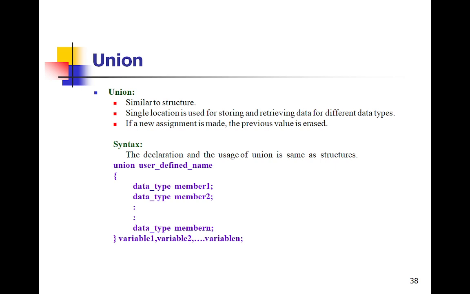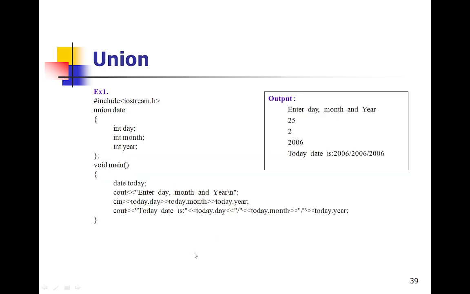The declaration and the use of the union is the same as the structure. So here you can see the structure, and there is the actual format for union. Here there is the union name and data type, and there are a number of members we can declare, and by creating the union variables we can access those members. So here this is the actual symbol for that.